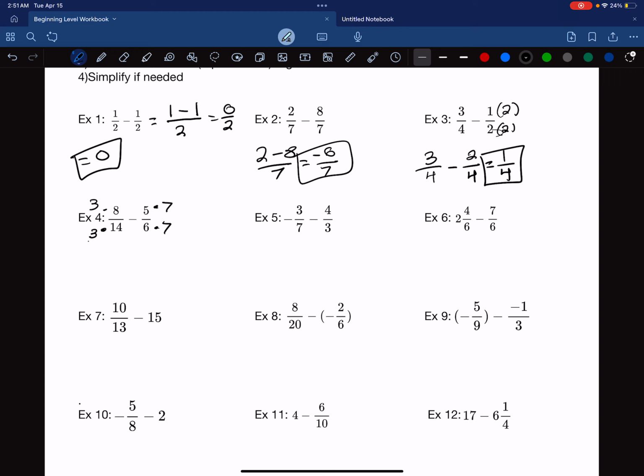So 3 times 8 is 24, and then we're going to put that over 42. And then 5 times 7 is 35, and 6 times 7 is 42. So 24 minus 35 is negative 11, and that's just over 42. That's our answer.